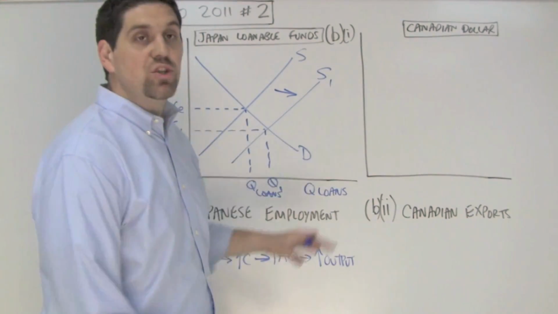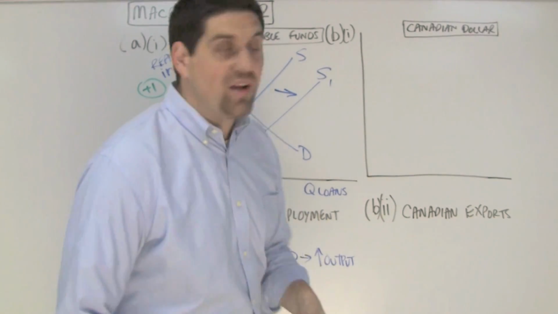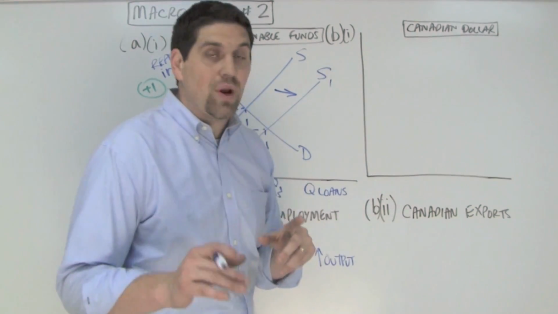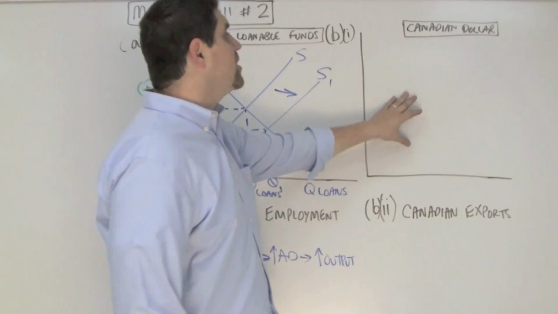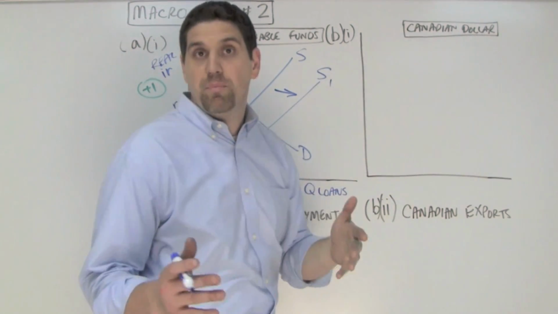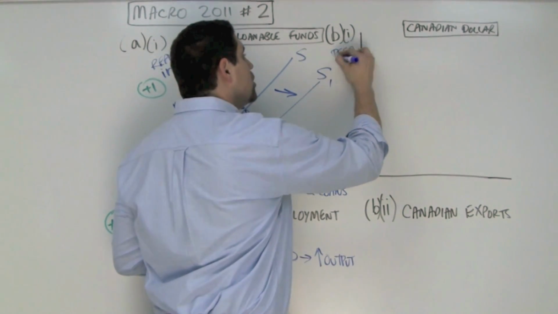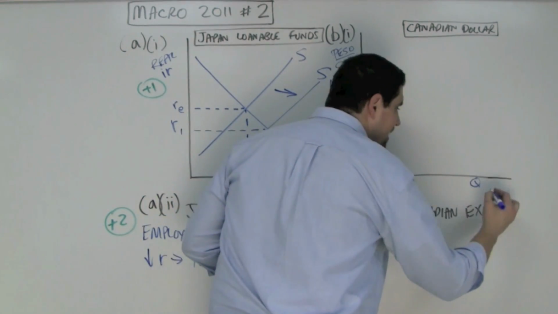In part B, it switches over from loanable funds over to foreign exchange markets. It also switches countries. Instead of looking at Japan, it's going to look at Canada. The question tells you that the real interest rate in Canada starts to increase compared to Mexico. It asks you to draw the foreign exchange market for Canadian dollars compared to Mexican pesos. So on the y-axis, we have the number of pesos you get for each Canadian dollar. And down here we have the quantity of Canadian dollars.